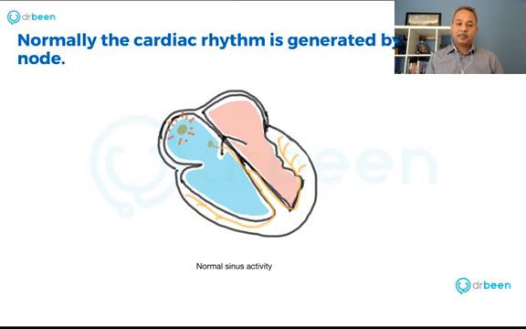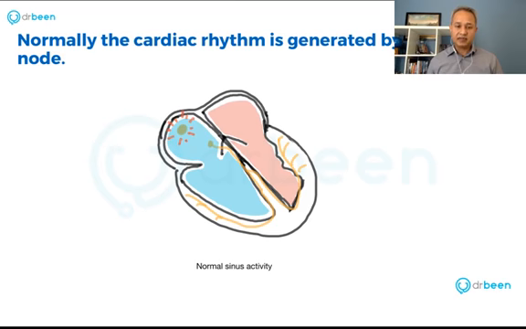Now look at this. This is the normal situation where the SA node is present somewhere in the right atrium. It is near the superior vena cava, and that is where it sits and generates the normal rhythm.